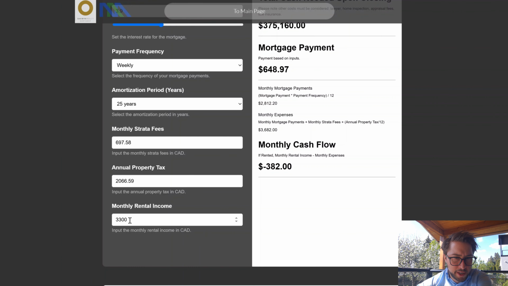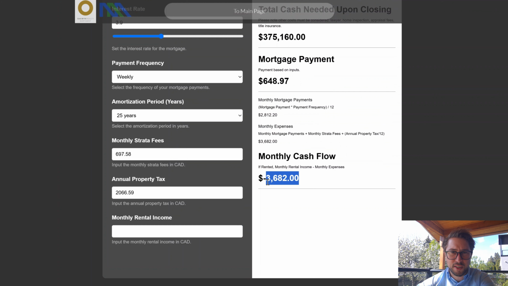And if we put our monthly rental income there projected, we can see our cash flow. How much actually goes out every month if it's rented minus all our monthly expenses. But if we're living there ourselves, of course, no rent, and our monthly cash flow will populate to this expense here. But if we go back and we want to put 3,300, we can expect 3,082. We'd have to pay it out of our own pocket on this mortgage.